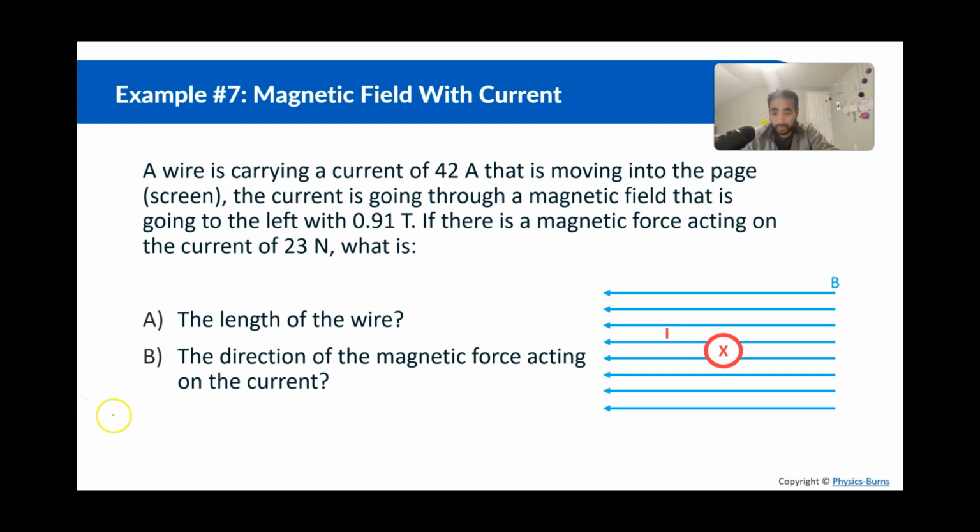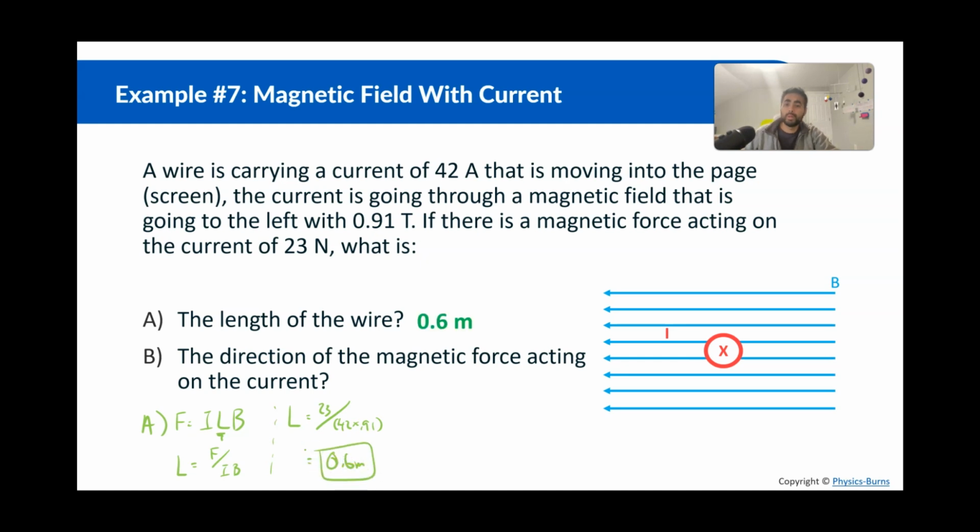Okay, so let's do that first. Force is equal to current times length times the magnetic field, but this time we're looking for the length, so let's manipulate this. Length is equal to force divided by current and magnetic field. So length equals force 23, divided by current, which is 42, times magnetic field 0.91. This equals 23 divided by 42 times 0.91, 0.6, so 0.6 meters.